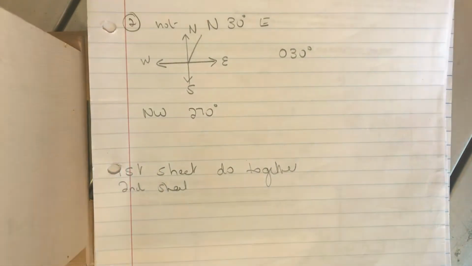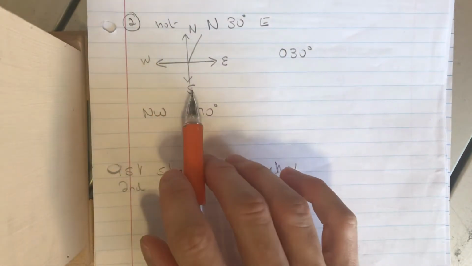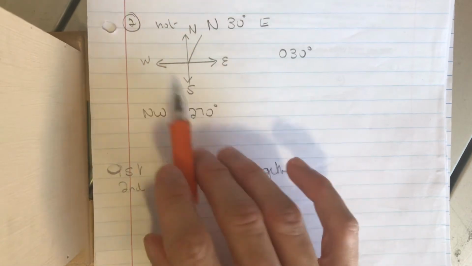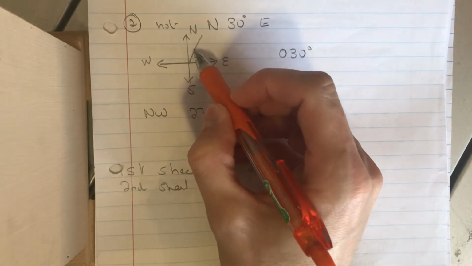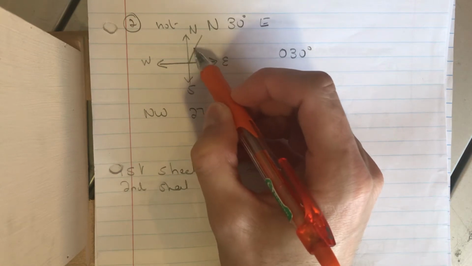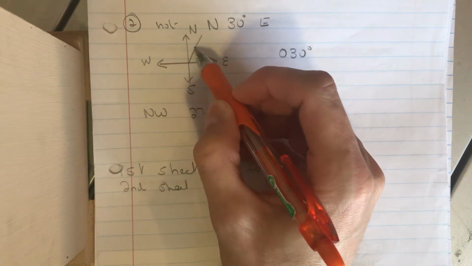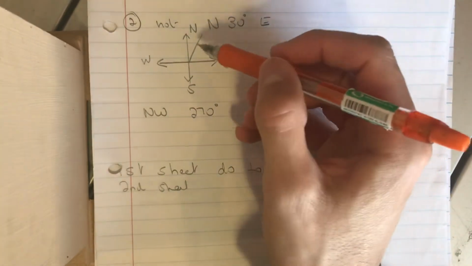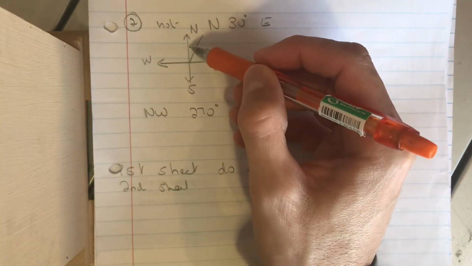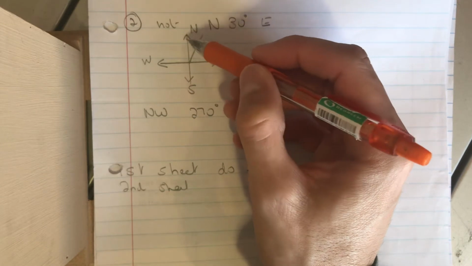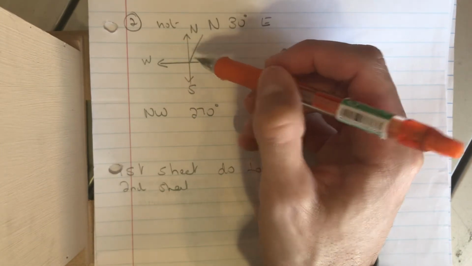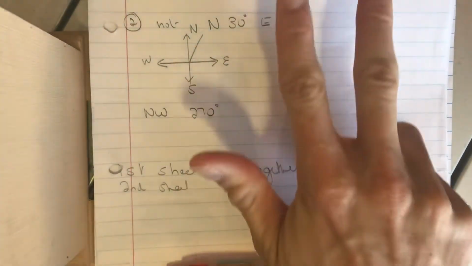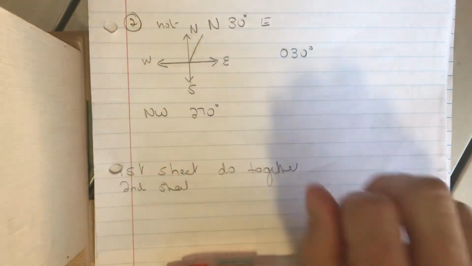Let's say we have our north, west, south and east, or north, east, south and west. Now, if this is 30 degrees, and this is the angle that we need to measure, then how will we do it? We always measure from the north in a clockwise direction, and we always give the answer in 3 digits, okay?